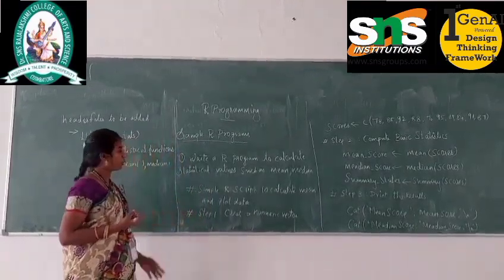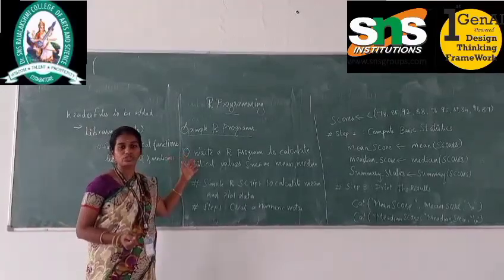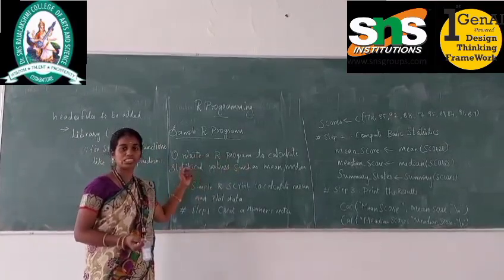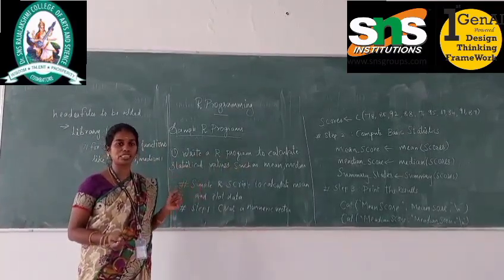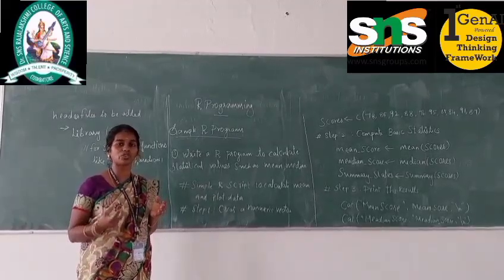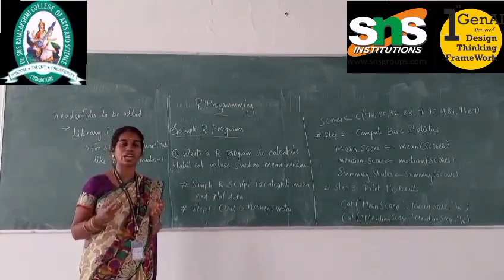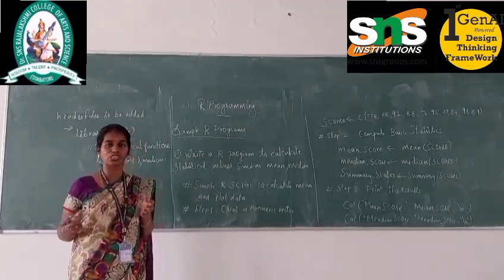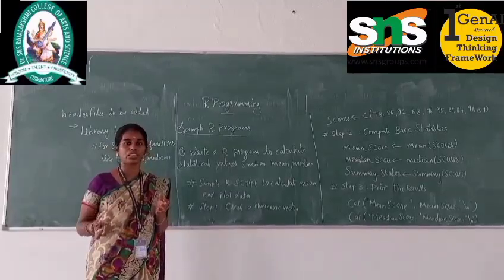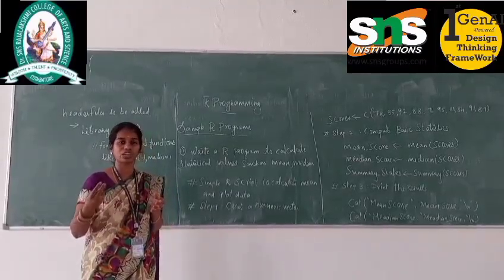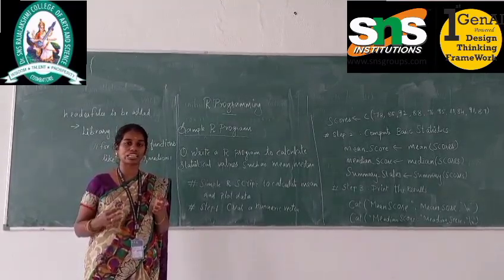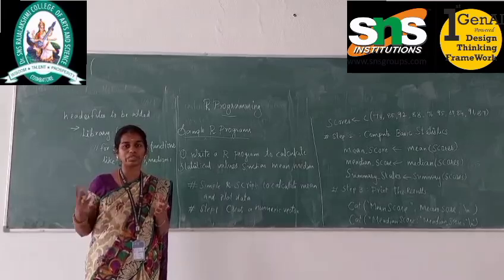So the problem statement is that we have to write one simple R program to calculate statistical values such as mean, median and summary for the numerical values. In R programming we have to create some variables and give some set of values. Based on those values we have to calculate mean, median and summary using R code. Let me show how to write a program for calculating mean and median.